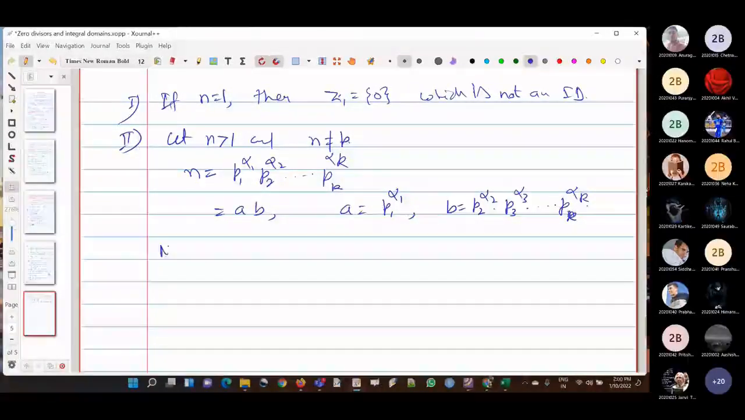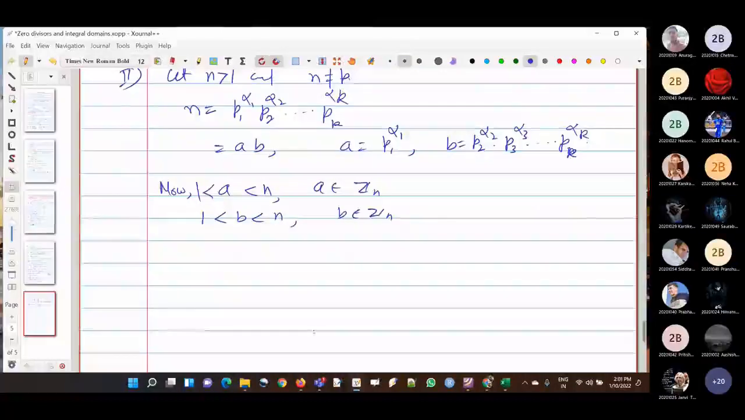Fine. Now n is greater than 1, we know. Now a is greater than 1 and less than n, because it is a product, and the product of these two is equal to n, so each should be less than n. Also this a belongs to Zn, and b is greater than 1 and less than n. This also belongs to Zn, because in Zn you have elements from 0 until n minus 1.